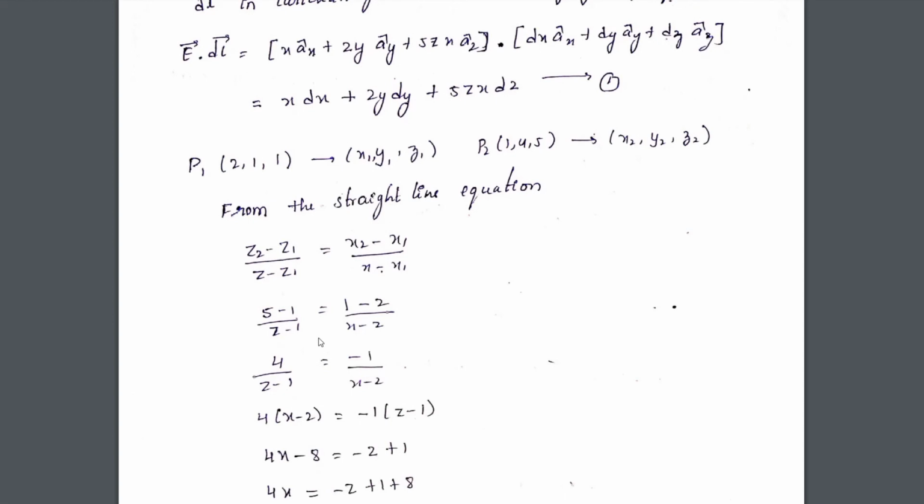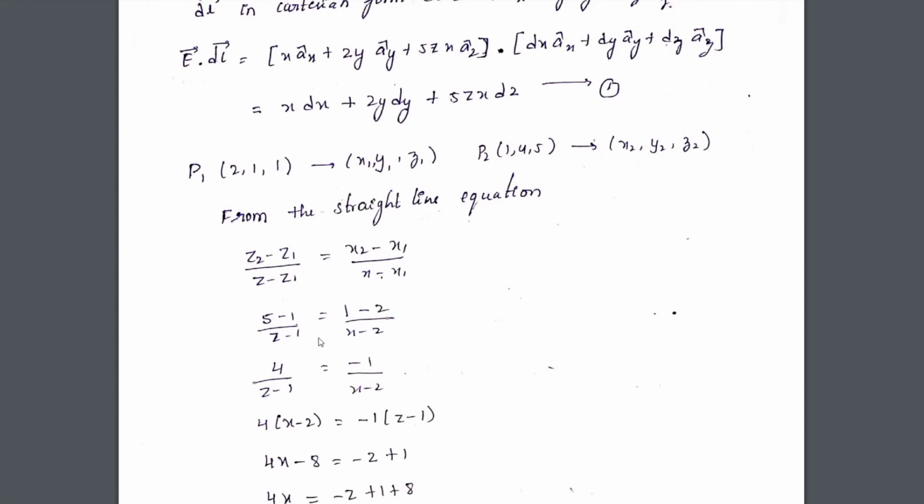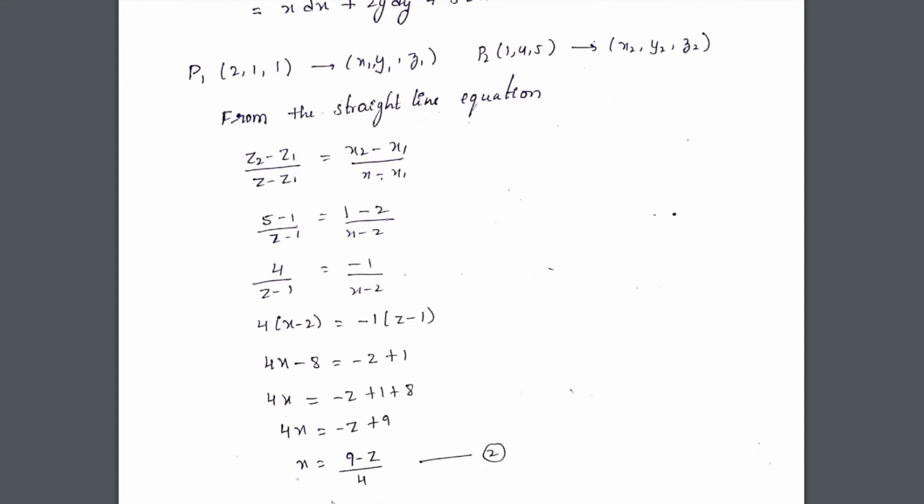What you should do in that? You need to find the relationship between x in terms of z in order to integrate equation 1. So how do you calculate that relation? Use the equation of the straight line, that is the z and x relation: (z2 minus z1) divided by (z minus z1) is equal to (x2 minus x1) divided by (x minus x1). The first point will be x1, y1, z1 in the problem. The second point will be x2, y2, z2. Substitute all the values. If you cross multiply, you will get x in terms of z.